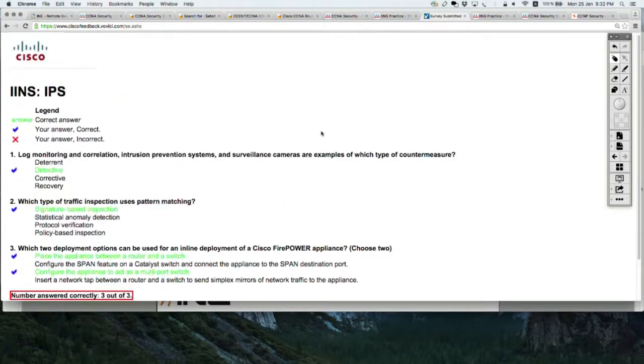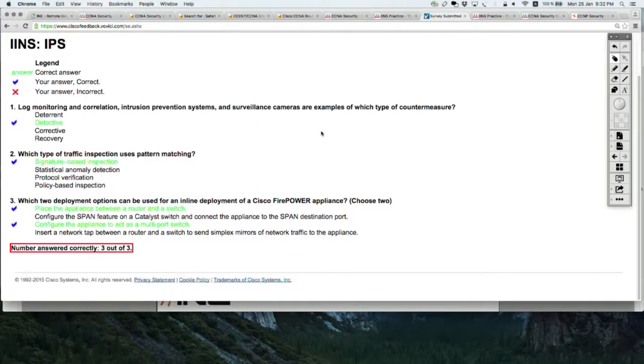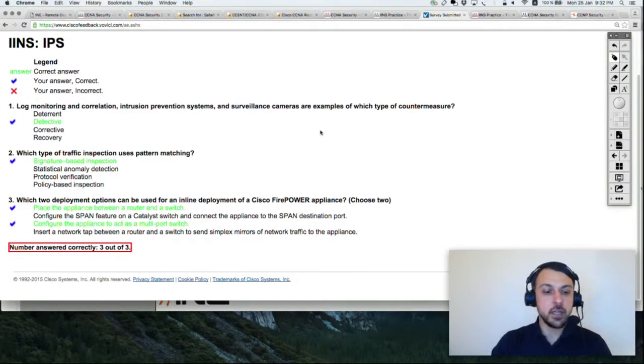And there we go. All options, all answers were correct. There's a question from Ivan. Is IPS not corrective though? IDS would be detective. This question seems really ambiguous. I'm surprised. Ivan, what you're seeing here is unfortunately what you should expect in the exam or close to.